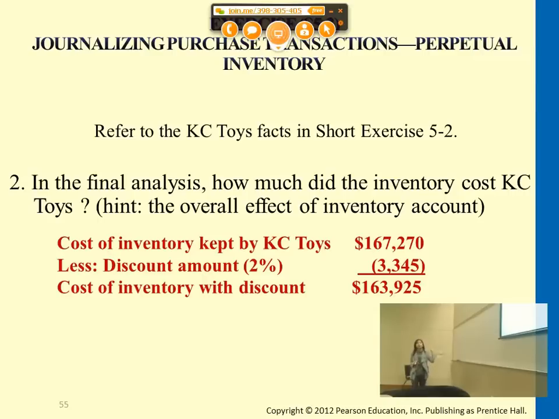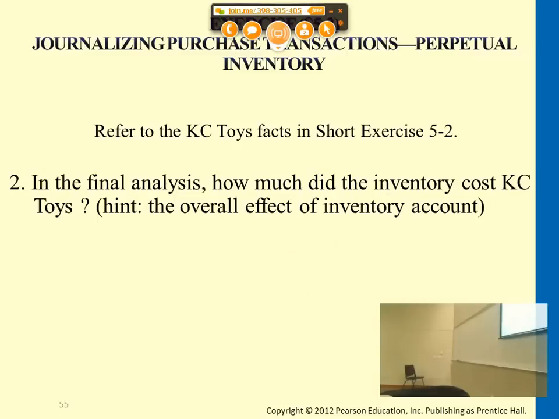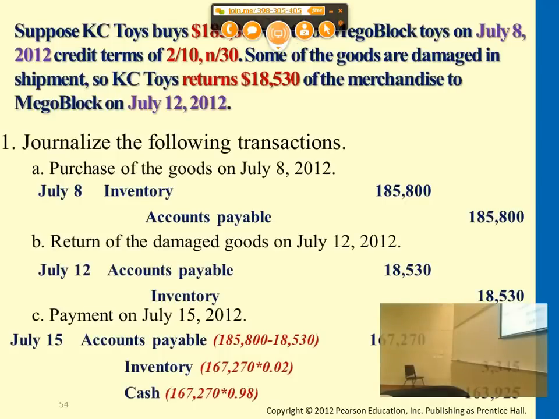Okay, so you have the original amount. This first line here, cost of inventory kept, is already subtracting the returns and allowances part. That's why you see 167,270, and then they subtract again the discounts. So the cost of inventory overall will be this balance, 163,925, which is really the cash that you're paying here.